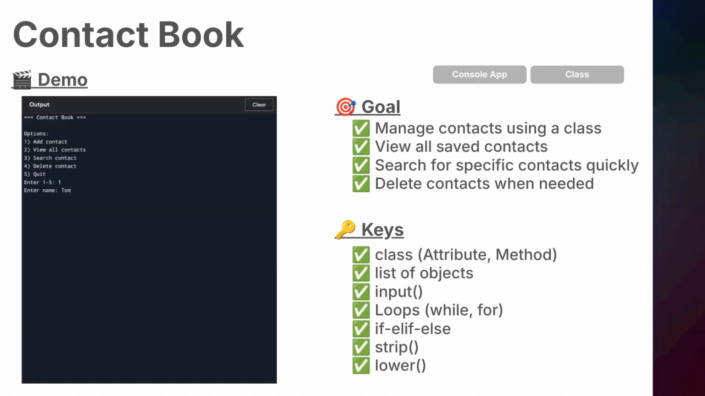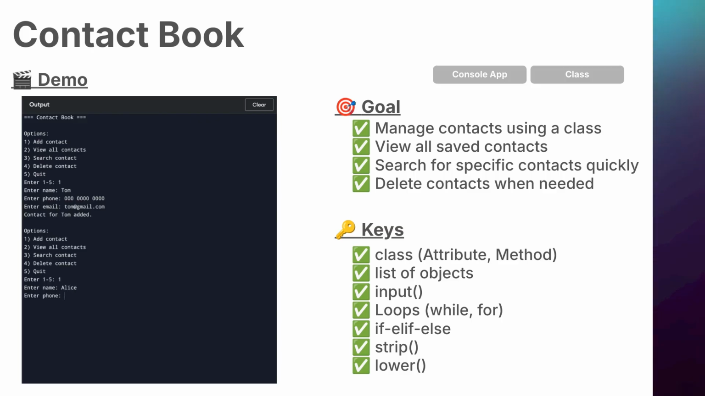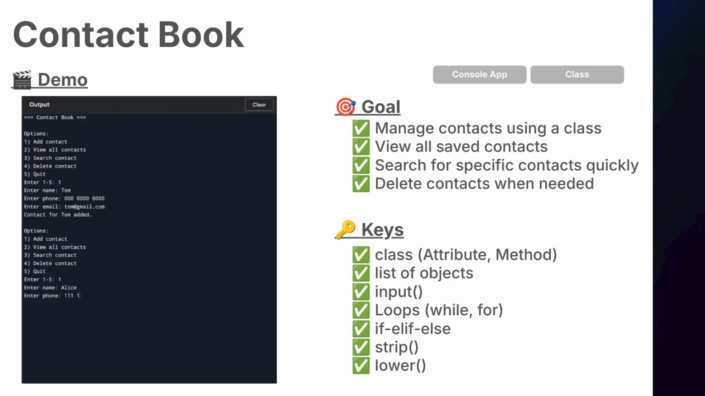That's it for this project. You've just built a simple but powerful contact book application that lets you add, view, search for, and delete contacts, all from the console. It works like a tiny personal database, making it easy to practice real-world coding skills in a small, manageable project. This project demonstrates some of the most important Python concepts for beginners.